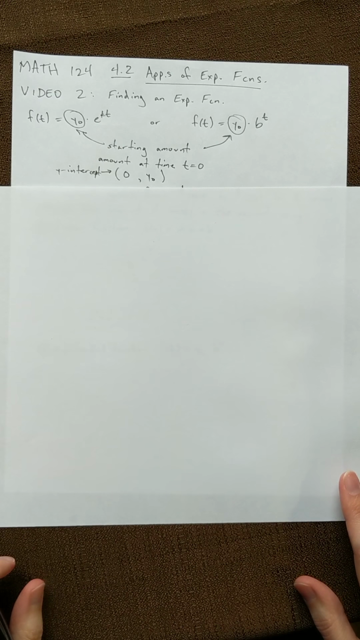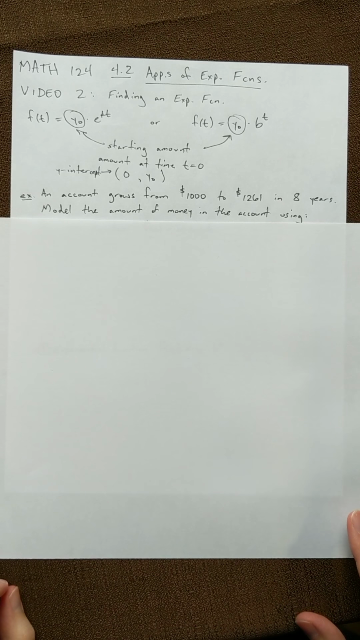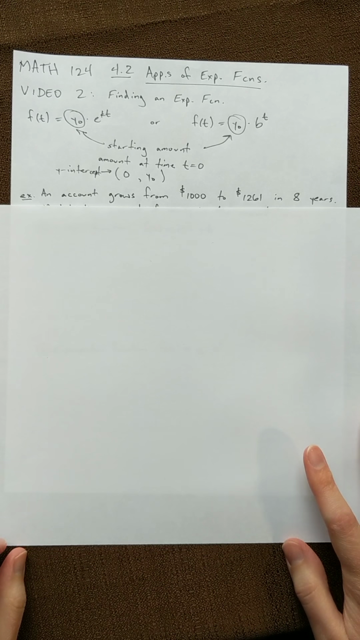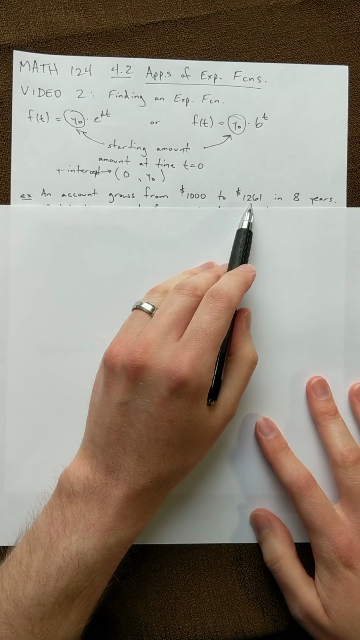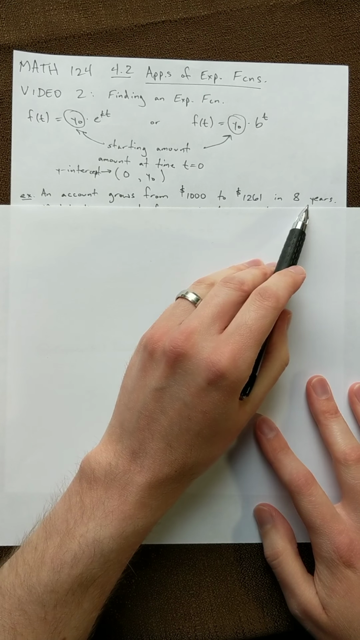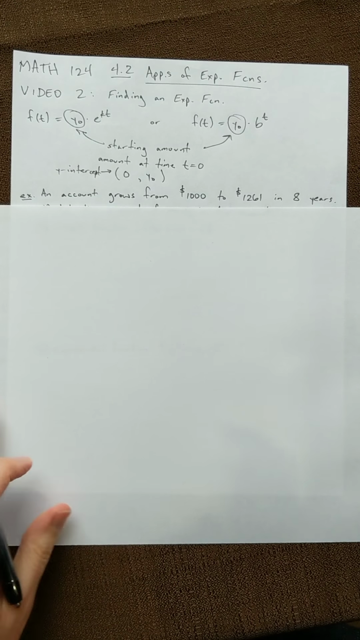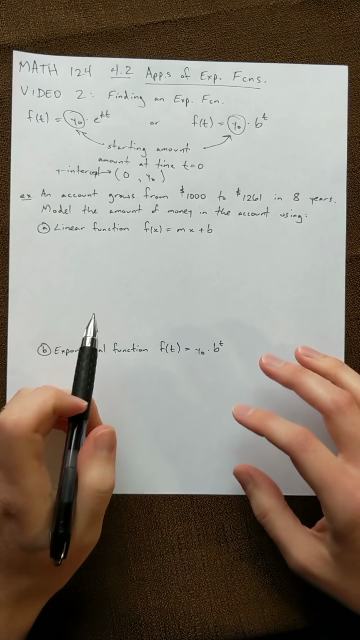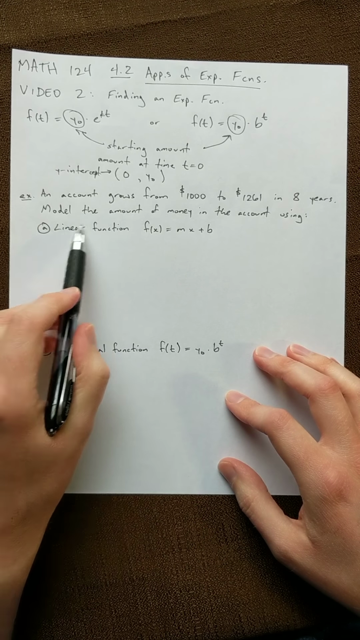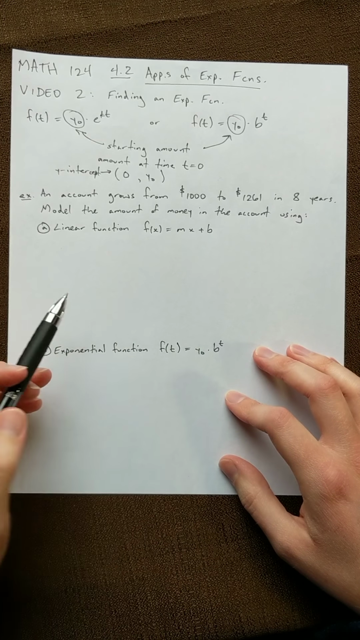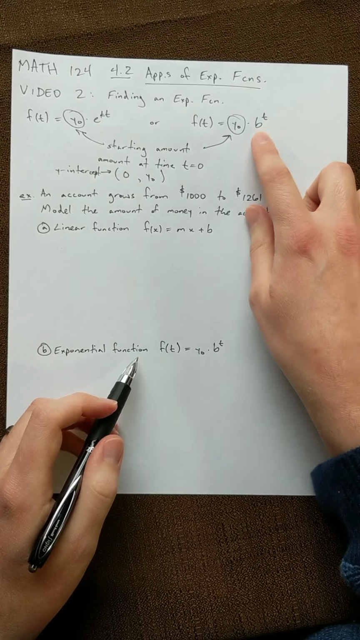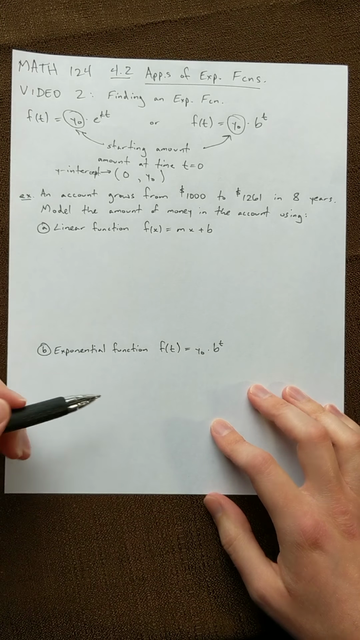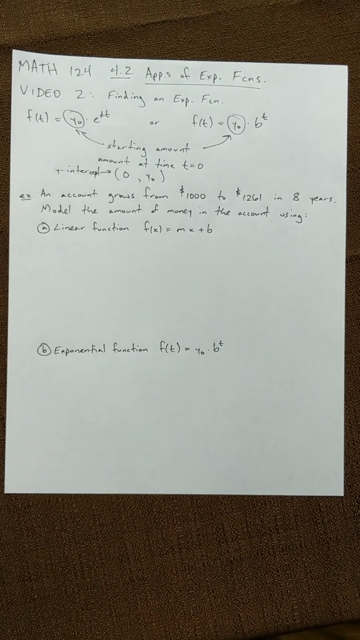So I want to start off by looking at an example. An account grows from $1,000 to $1,261 in 8 years, and we're going to try and find an equation for that, and we're actually going to try it two different ways. One is assuming it's a straight line, meaning a linear function, mx plus b, and one is using an exponential function like this. And I want to try and compare the two. That's the reason I'm doing both ways.